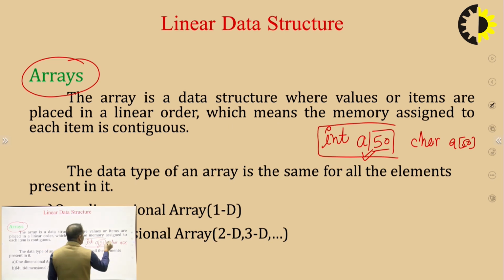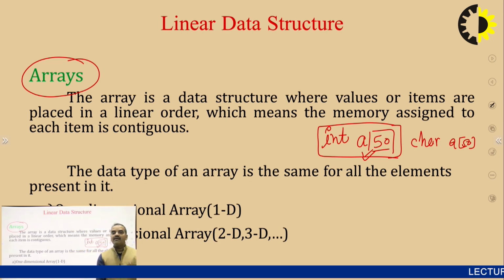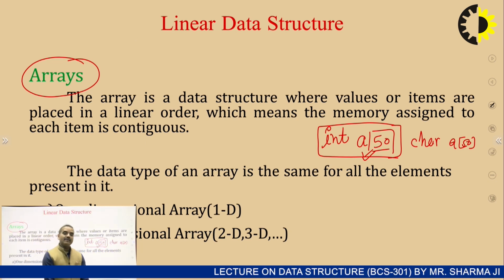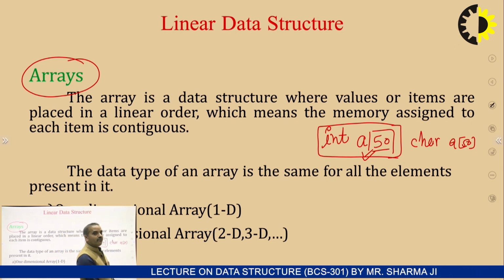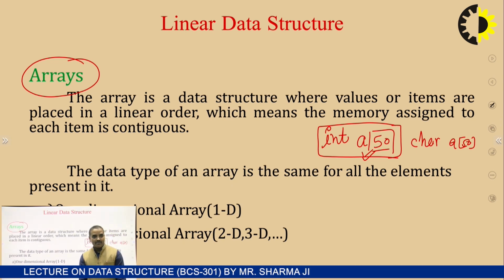If we create int A, that means we have to store 50 values of integer type. That means if we create an integer array, then we have to store only integer values. Or if we create a float or character array, then we have to store only float or character values in that variable.